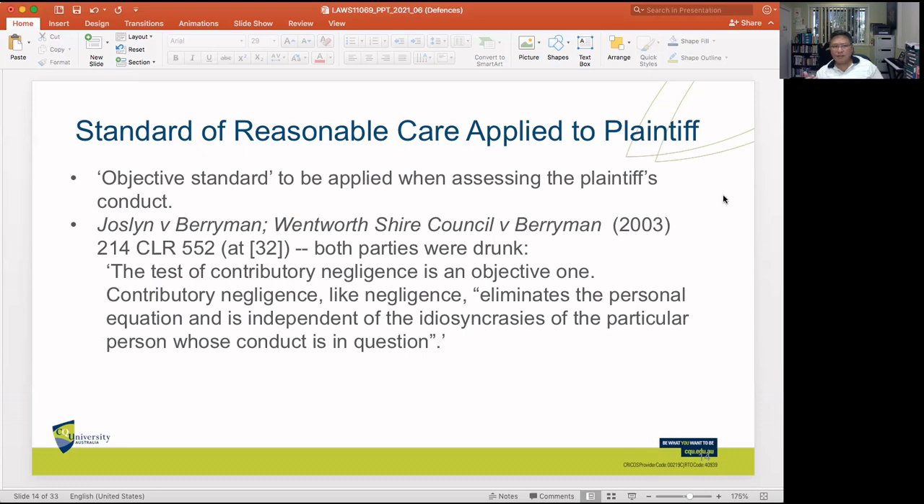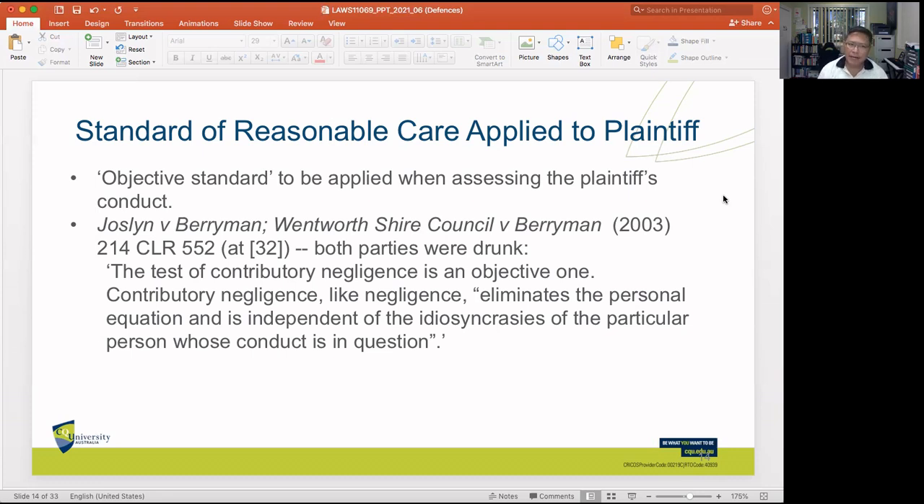So, for example, in the case of Wentworth Shire Council versus Berryman, where both parties were drunk, the court said that the test of contributory negligence is an objective one. So what it means is that contributory negligence, like negligence, eliminates the personal equation and is independent of the idiosyncrasies of the particular person whose conduct is in question.